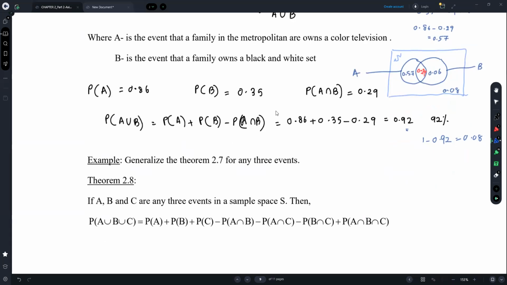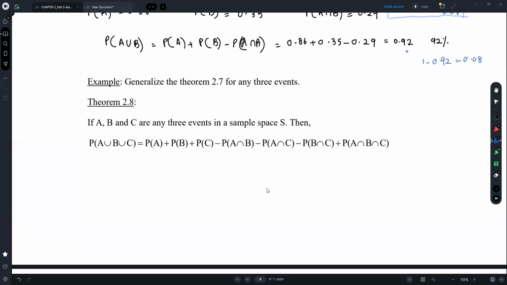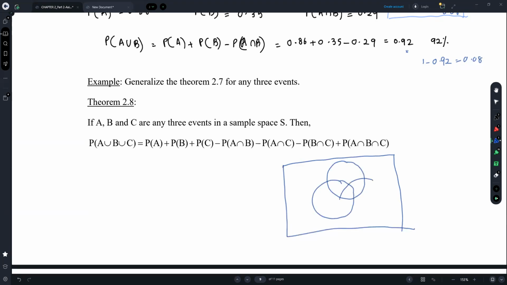Now let's generalize this theorem for 3 events, right? So if you have A, B, and C, how do we find the union? Not even for 3, you can do that for any number. So let's expand it to 3 cases. Here are 3 circles. So how do you find the union? You get the probability of A, B, and C, right?